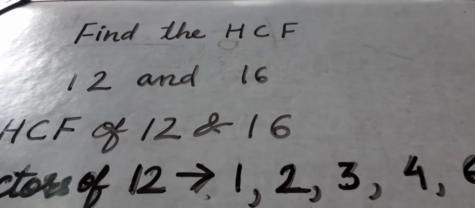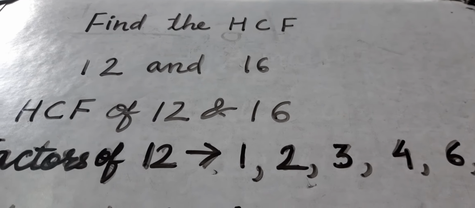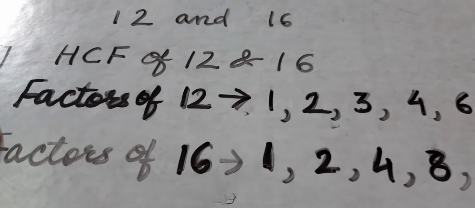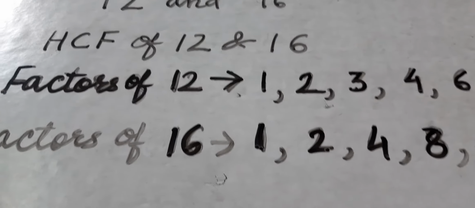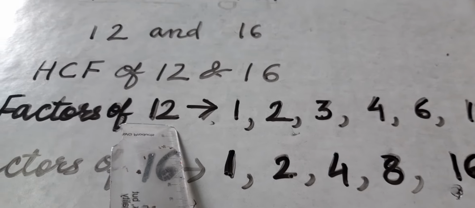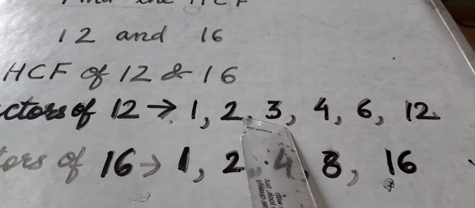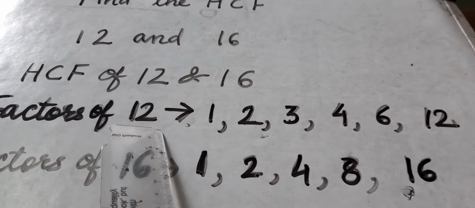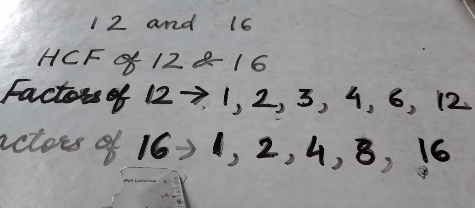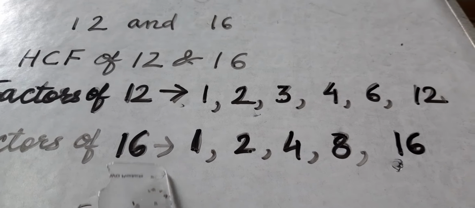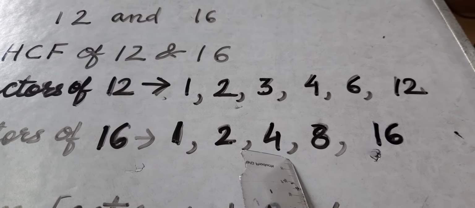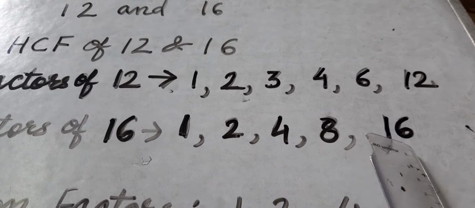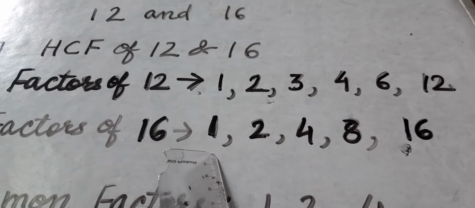Now we will see how to find HCF of 12 and 16. As you know, HCF means highest common factor. So first we will find the factors of 12. 12 is completely divisible by 1, 2, 3, 4, 6 and 12. So these are the factors of 12. Factors of 16. 16 is completely divisible by 1, 2, 4, 8 and 16. So 1, 2, 4, 8 and 16 are factors of 16.